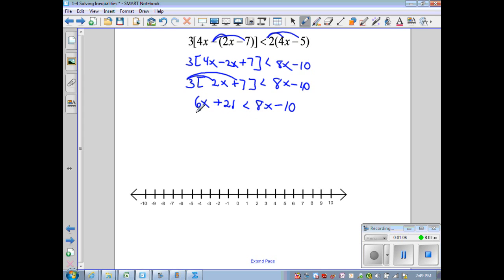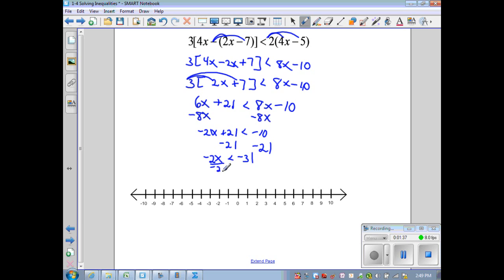Let's get our variable terms on the same side, so I'll subtract 8x on both sides. That gives me a negative 2x plus 21 is less than a negative 10. Let's isolate our negative 2x, our variable term, by subtracting 21 on both sides. That gives me a negative 2x is less than a negative 31.